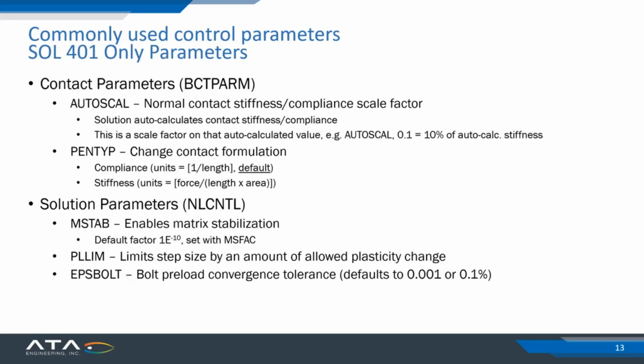For a couple of 401 specific parameters, there is the auto scale parameter, depending on how you want to pronounce that. Basically, it is a scale factor on your auto calculated contact stiffness or compliance. And basically, if you give it a value greater than 1, you're going to be increasing your contact stiffness. If you give it a value less than 1, you're going to be decreasing your contact stiffness. That's a common one I find myself using because the contact behavior sometimes tends to be too stiff, and softening it a little bit is a way to get convergence a little bit better.